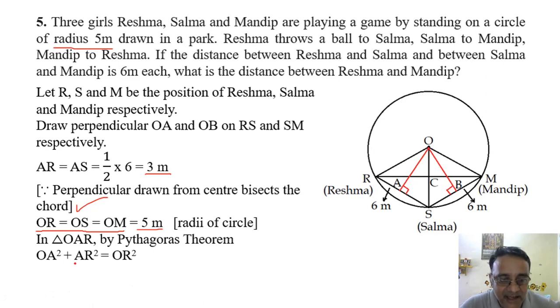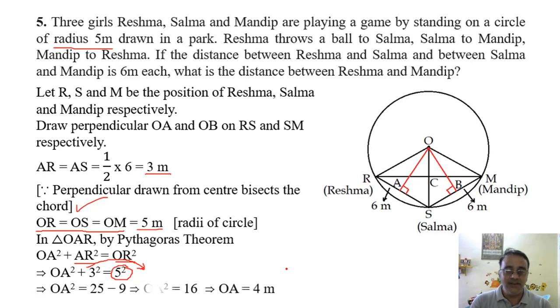Right? इसमें AR का वैल्यू नोन है और OR का वैल्यू नोन है. The value of OR is 5 and AR is 3. So we'll substitute. OA square plus 3 square is equal to 5 square. 5 square is 25 और इसको यहाँ शिफ्ट करेंगे तो माइनस हो जाएगा. So what will be OA square? 16. Final OA is 4. Right. So any doubt in here? No, sir.